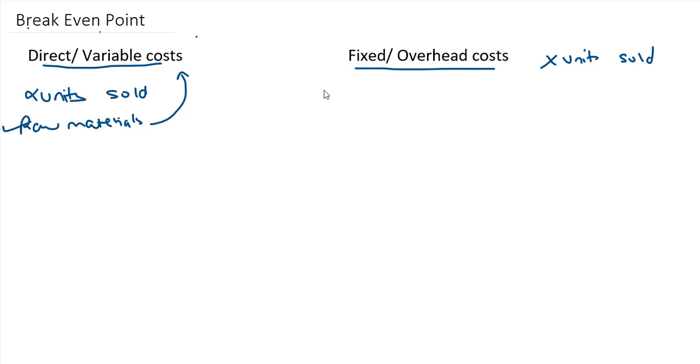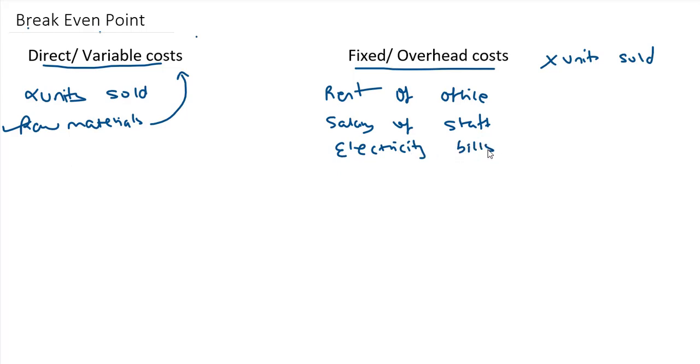If you're renting an office space, the rent of your office, salary of your staff, electricity bill. These are the costs that you will have to incur irrespective of the number of units that you are selling. If you are selling 0 units, 100 units or 1000 units, it does not matter. This is the cost that you will have to incur irrespective of any number of units you are selling. So now I hope you are able to understand the two types of costs which are involved.